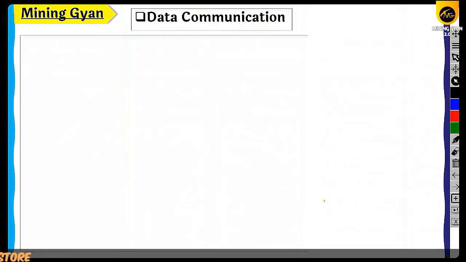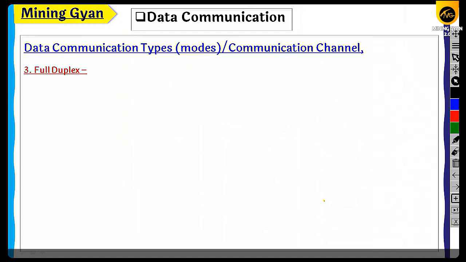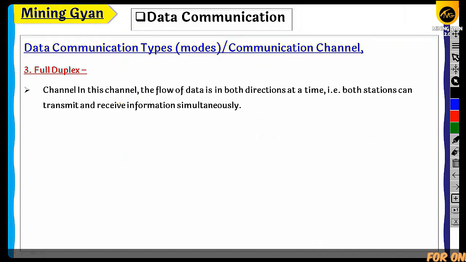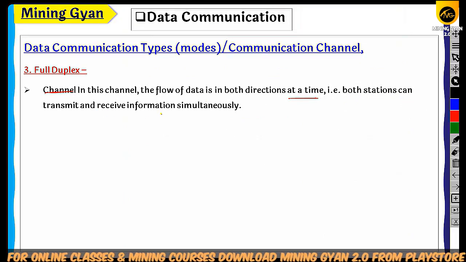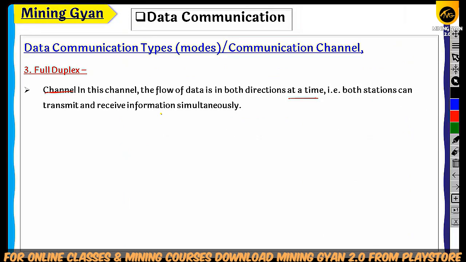Okay, the third one is called full duplex. In this channel, the flow of data is in both directions at a time. So basically, the data can flow in both directions at the same time. For example, both stations can transmit and receive information simultaneously. So at the same time we can both receive and send data. So that is the full duplex.